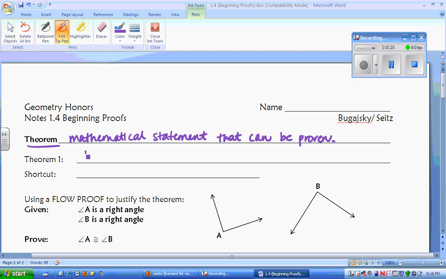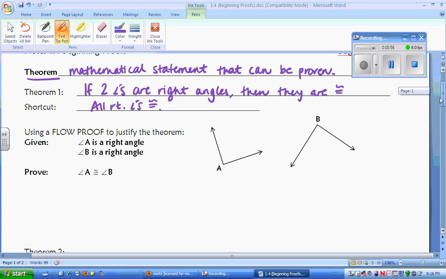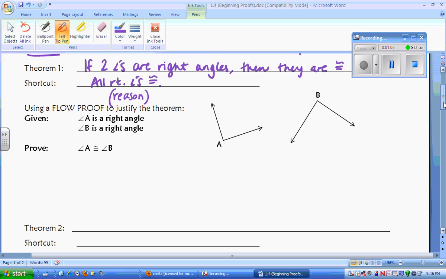Okay, first theorem: if two angles are right angles, then they are congruent. Okay, our shortcut for this is all right angles congruent. Actually, I'm going to take out the R and just say all right angles congruent to make it even easier. Alright, so we're going to justify this theorem. This will be used as a reason for our proofs. But for now we're going to justify it. I'm going to prove why it will work using a flow proof.